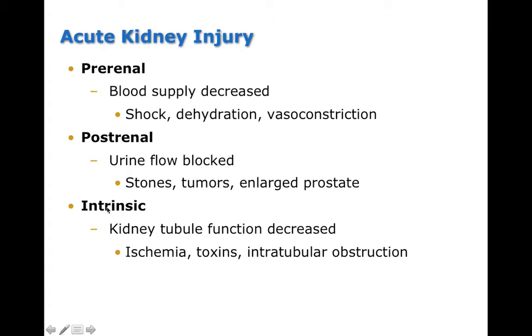Now, for intrinsic AKIs, we're saying that kidney tubule function is decreased. This can come about from ischemia of vessels within the kidney itself. You find this with things like peripheral artery disease. Certain toxins, like nephrotoxic drugs and other toxins, can affect the kidneys, or intratubular obstructions like urolithiases within the kidney tubules itself, can cause intrinsic AKI.